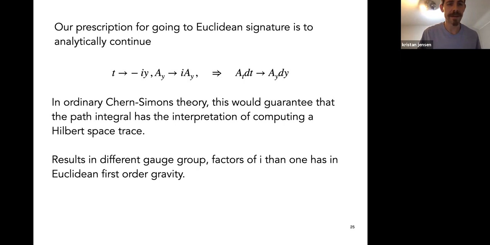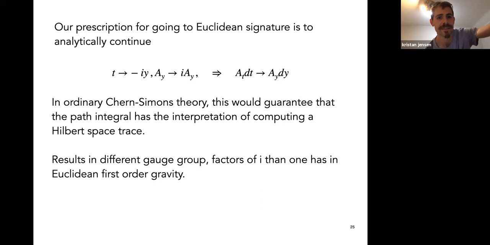In ordinary Chern-Simons theory, this would guarantee that this continuation would be the appropriate one for computing a trace over the Hilbert space of states on, say, the disk or some other surface. But I mention this point because there are some rules of the game that we had to establish in order to have a well-defined computation. And the rules of the game here are perhaps a bit unexpected, or the rules that we adhered to.